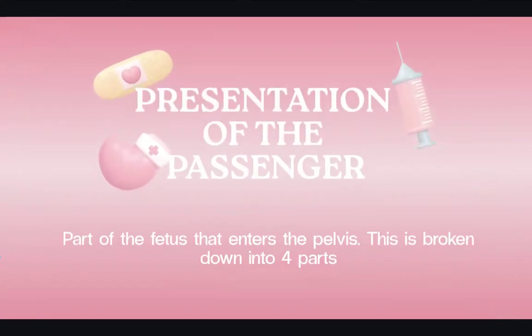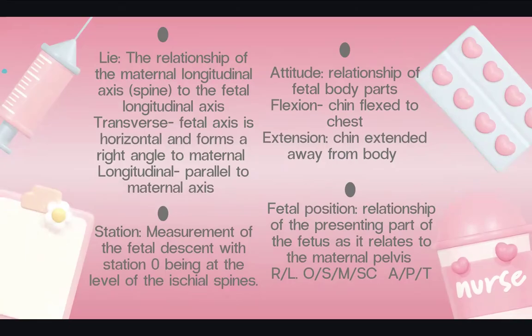Okay, so there are different parts and presentations of the passenger and what part of the fetus is entering the pelvis. Lie is the relationship between the fetal spine and the maternal spine. Longitudinal is the best. We want longitudinal. Transverse is not compatible with vaginal birth, so they're going to end up needing to have a C-section. Station is how far the presenting part has descended, with 0 being at the level of the ischial spines.